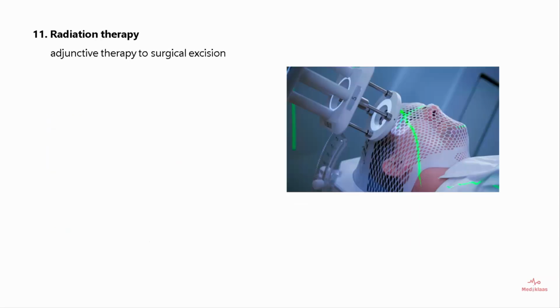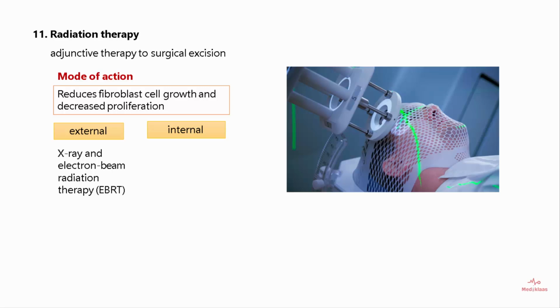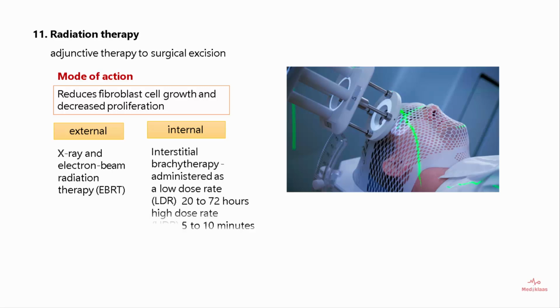Radiation therapy can be used as an adjunct therapy to surgical excision. It reduces fibroblast cell growth and decreases its proliferation. It can be used as an external or internal form. External form includes X-ray and electron beam radiation therapy. Internal form includes interstitial brachytherapy administered as low dose rate or high dose rate. Single treatment dose or fractionated dose over a period of time is recommended.